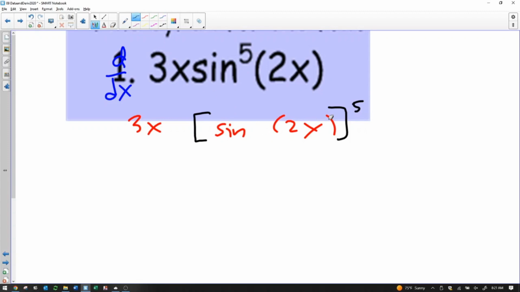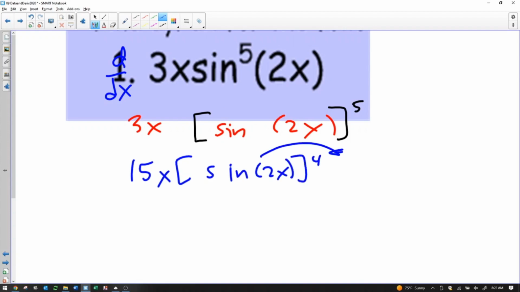The other thing I want to talk to you guys about is what students do wrong here. They'll go 5. They'll say, okay, the outside layer is a power rule. Then they'll go 5 times 3x is 15x. Carry down the inside. Take the power down by 1. Then multiply by the derivative of the inside. And I got to tell you I did something wrong, but you got to tell me why. What did I do wrong and why?